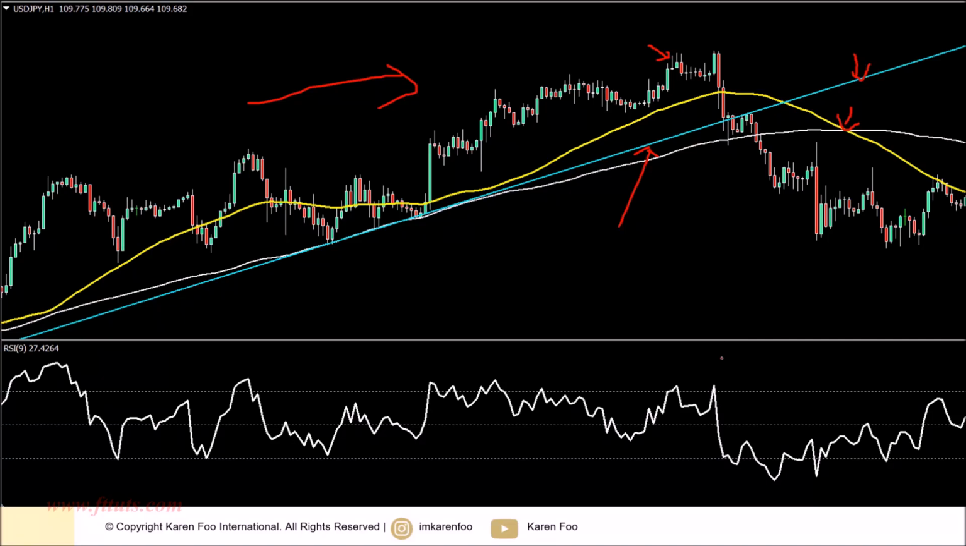And also when the gravestone doji is formed, RSI went to overbought. And this is a very significant thing because RSI normally doesn't give you any signals, but when it does give you a signal, you gotta pay attention.